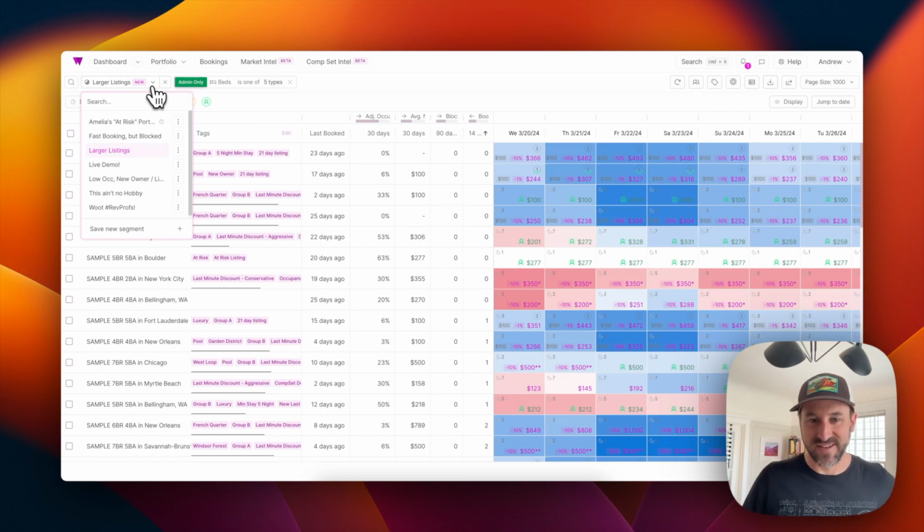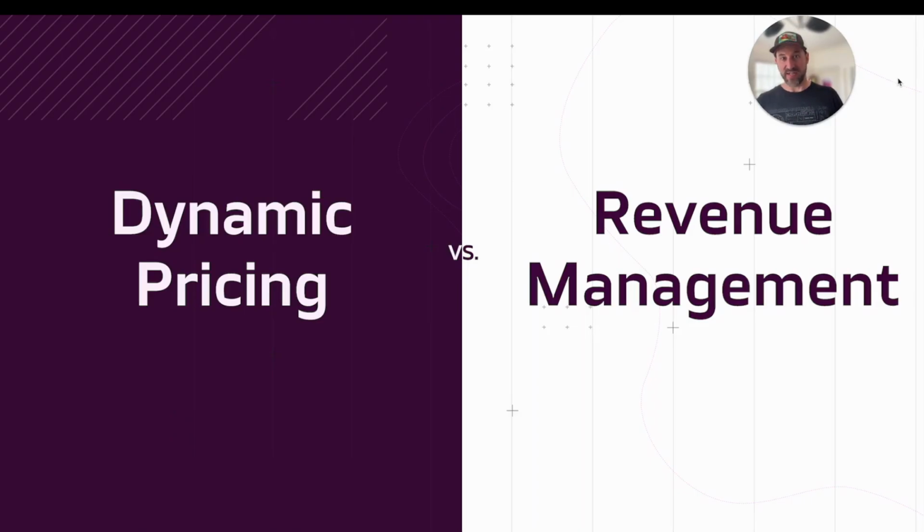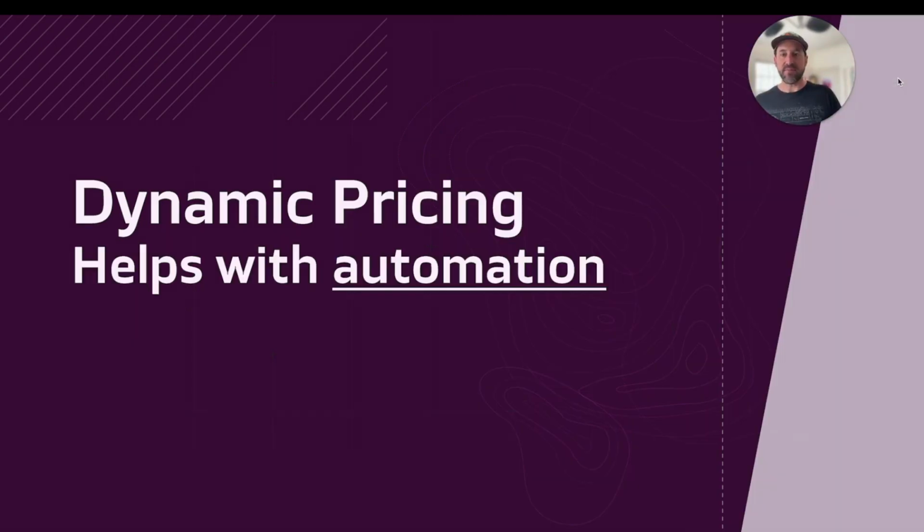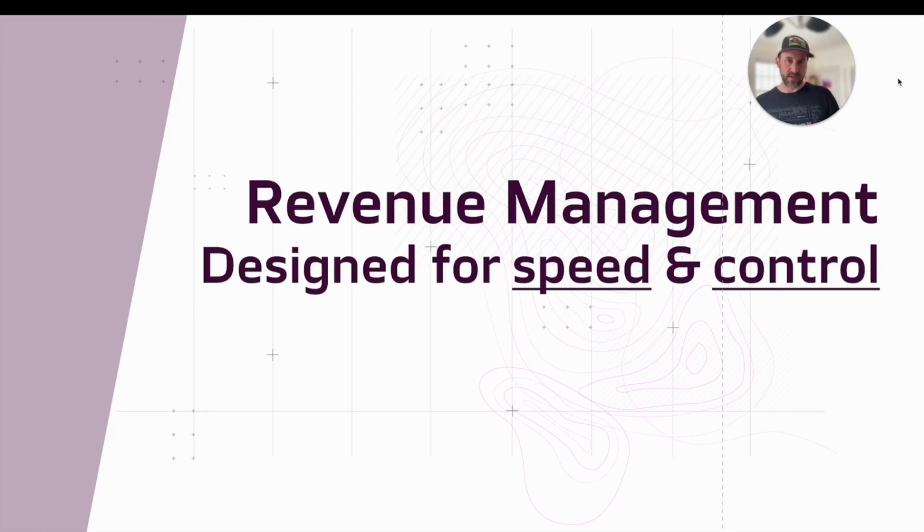If you've ever made it to the end of one of our videos, you probably know we like to take the last minute to talk a little bit about the difference between dynamic pricing and revenue management and why this is important for you. So dynamic pricing helps with automation. It's all about leveraging demand signals near you to price your listings more perfectly. However, revenue management is a different art. It combines dynamic pricing, but also is designed for speed and control. The goal of revenue management is to help you create, evaluate, and edit strategies that are perfect for you and your owners as quickly as possible.